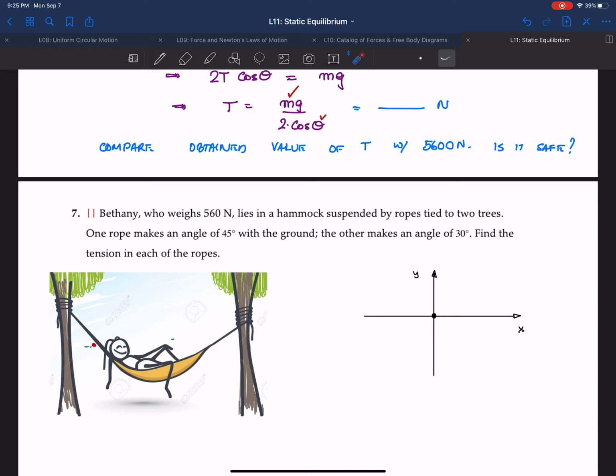Bethany, who weighs 560 newtons, lies in a hammock suspended by ropes tied to 2 trees. One rope makes an angle of 45 degrees with the ground. The other makes an angle of 30 degrees. Find the tension in each of these ropes.